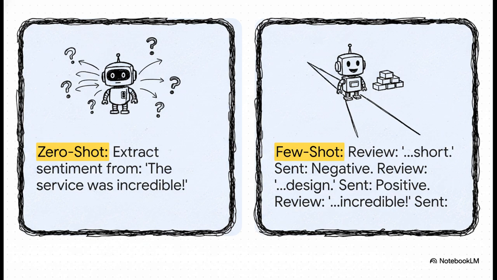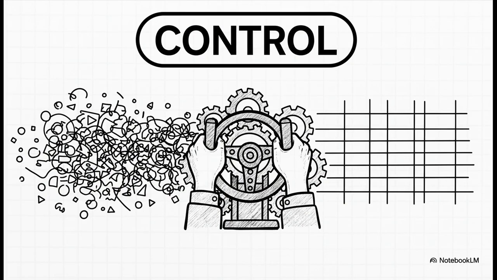But now, look at the right. The few-shot prompt shows the AI the exact pattern you want. Review, then the text. Sentiment, then the answer. It's crystal clear. And that right there, that is the whole point. It's all about control. When you give it examples, you take away all the guesswork. You're telling the AI, don't just give me an answer, give me the answer in this exact format. You get clean, predictable, consistent results every single time.